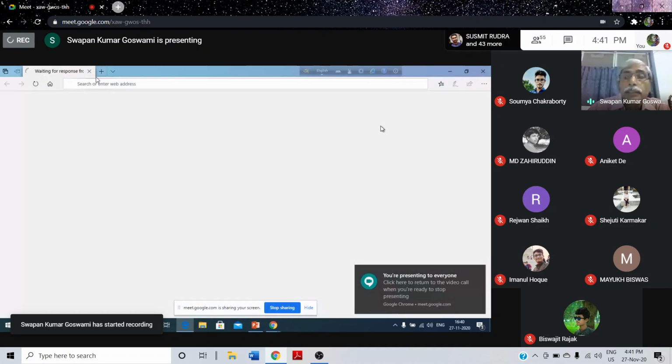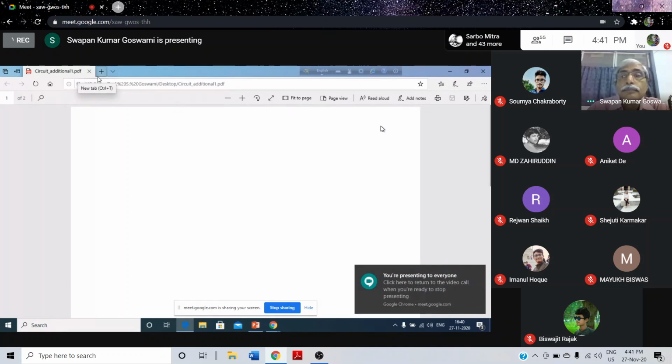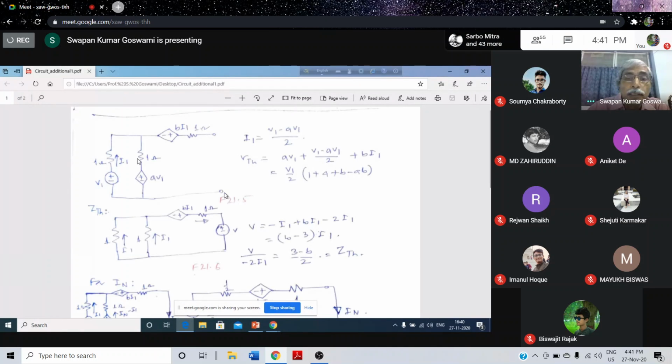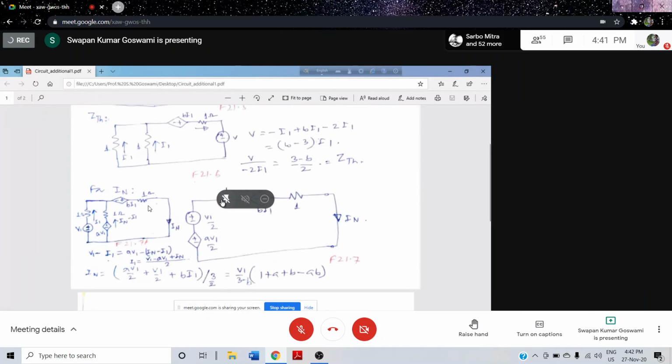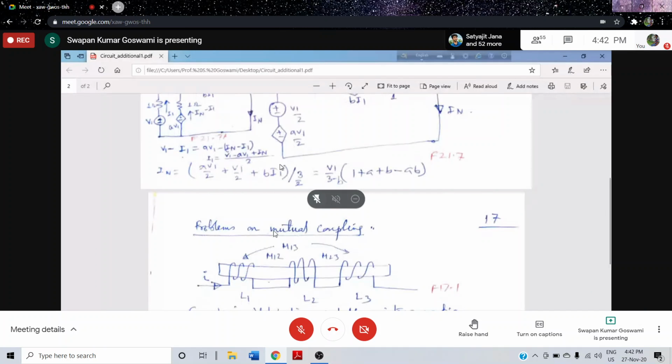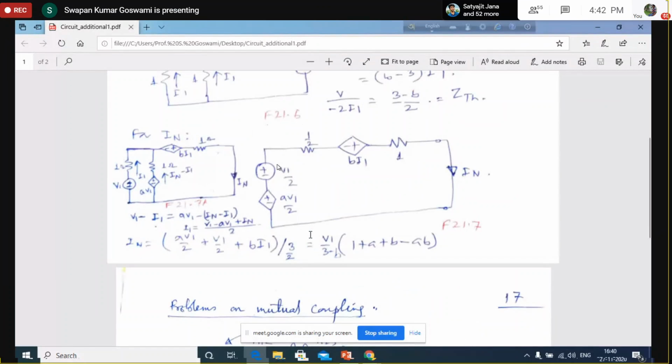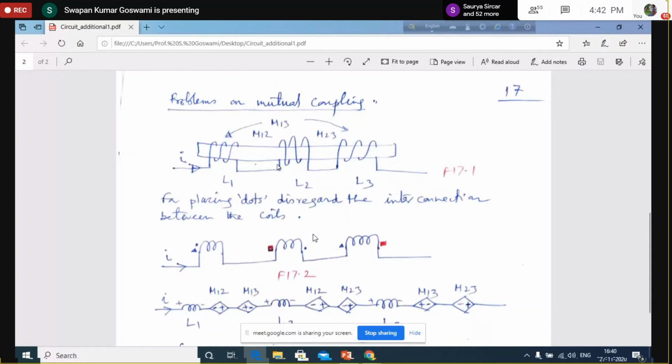So I have mailed a small file containing two corrections. While discussing in our previous classes, some errors were found in the study material that I had mailed to you already. The first one was on page 17, in the coupled circuit, where the dot was placed at the wrong terminal. So that has been corrected.